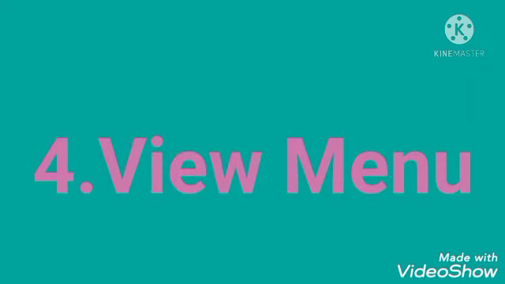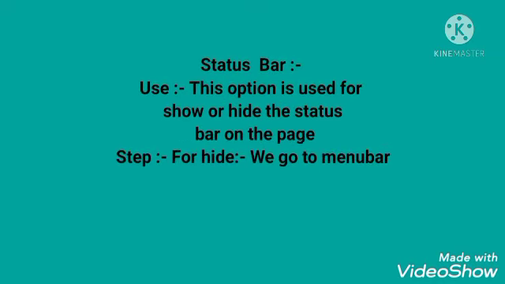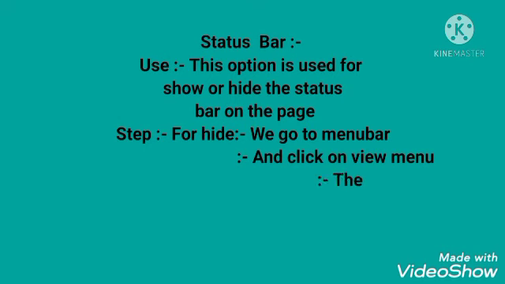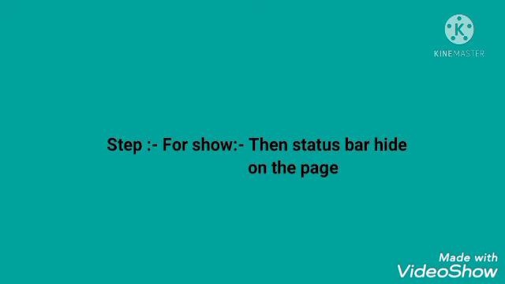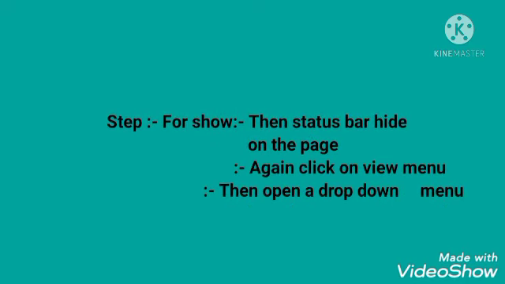Now last, view menu. Status bar use. This option is used to show or hide the status bar on the page. Step for hide: we go to the menu bar and click on view menu, then open a drop down menu and click on status bar option. Then the status bar is hidden on the page.